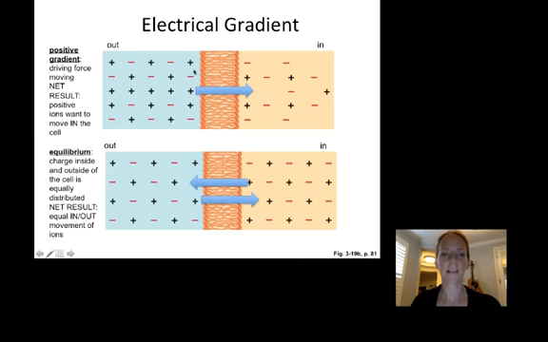So we have more positive outside, fewer positive inside. In this example, positives should move into the cell to balance everything out until you reach equilibrium and you have equal positive and negatives on either side. So here we had a positive gradient to move in the cell. Here we have equilibrium where everything is balanced.